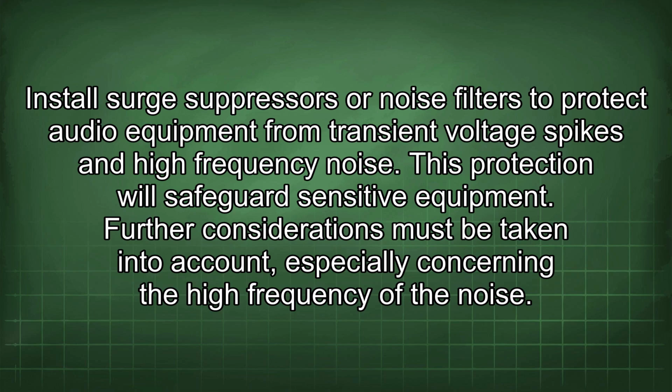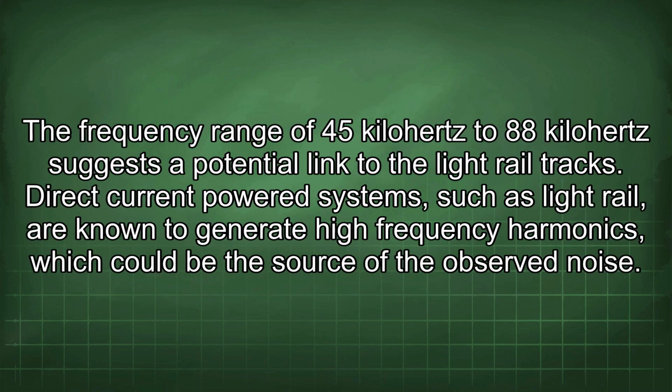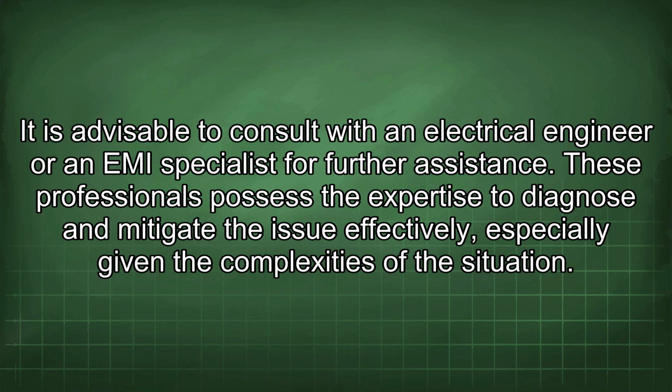Further considerations must be taken into account, especially concerning the high frequency of the noise. The frequency range of 45 kHz to 88 kHz suggests a potential link to the light rail tracks. Direct current powered systems, such as light rail, are known to generate high-frequency harmonics, which could be the source of the observed noise. It is advisable to consult with an electrical engineer or an EMI specialist for further assistance. These professionals possess the expertise to diagnose and mitigate the issue effectively, especially given the complexities of the situation.